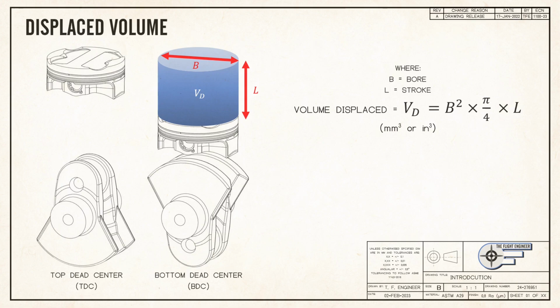For engines with multiple cylinders, overall displacement is simply the displaced volume multiplied by the total number of cylinders. The volume displaced is important because it sets the volume of air and fuel that is combusted in each cycle.